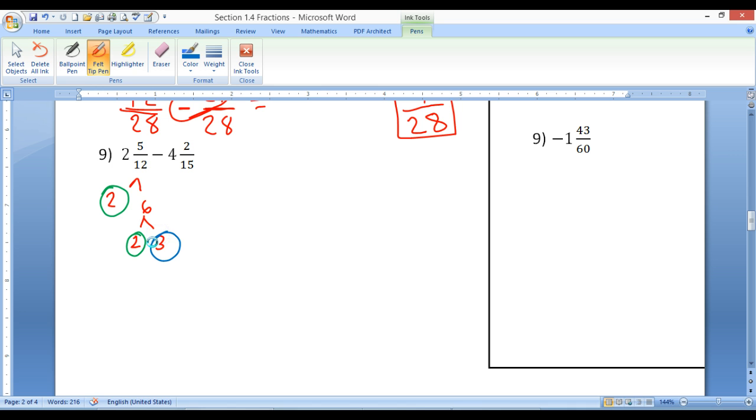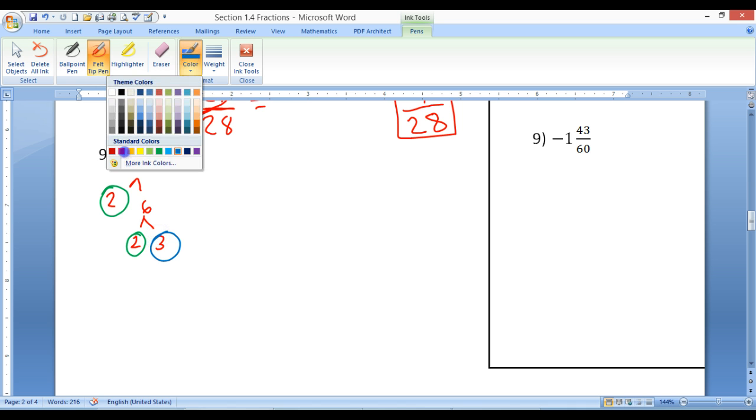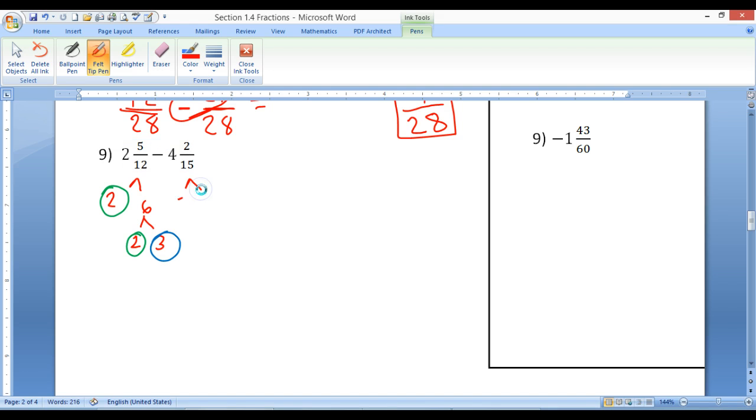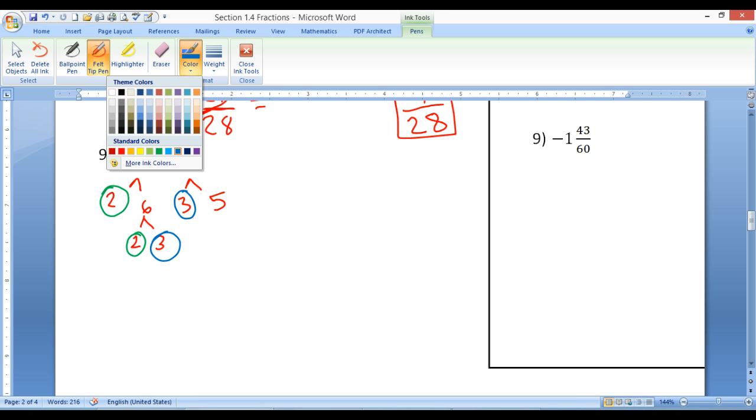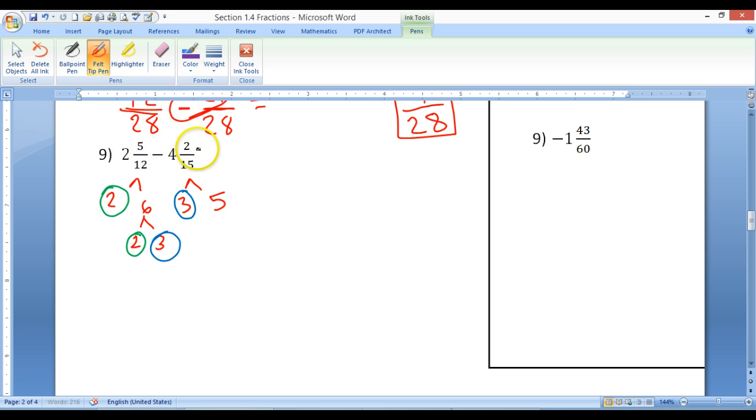Okay, and then 15 is 3 times 5. 3's I chose blue, 2's were green. Oh, I have another number, so I'm going to pick purple for 5. There we go. Actually, that looks a little close to blue, so I'm going to pick something that's very far apart. There we go, yellow. Okay, so now I'm looking for the least common denominator.